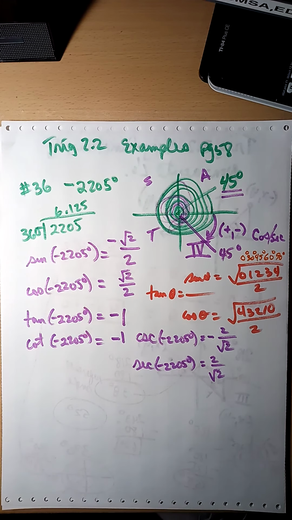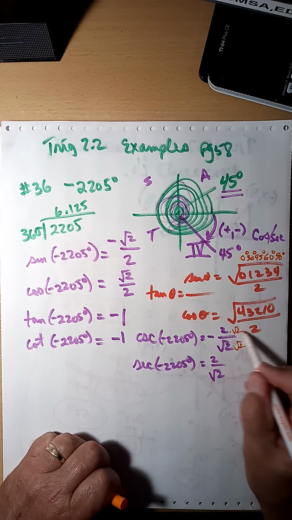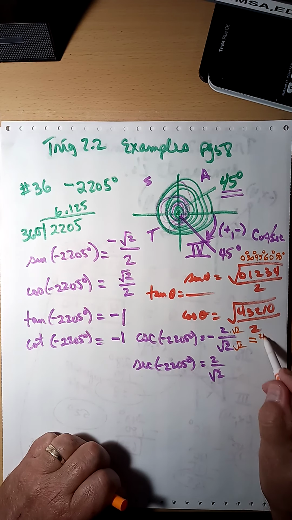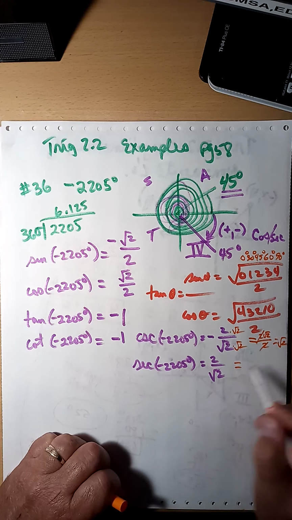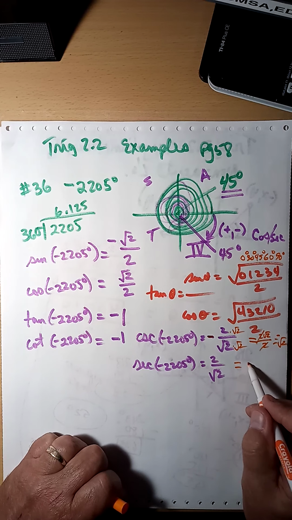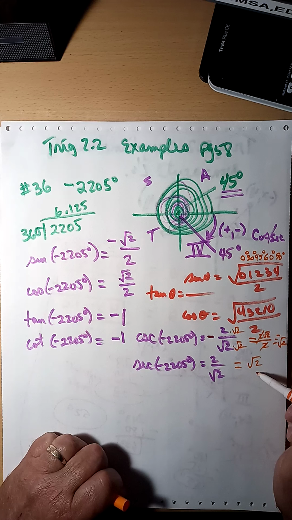Now we're supposed to rationalize denominators. So multiply by the square root of 2, both numerator and denominator, and we get finally 2 times the square root of 2 over 2. Well, those 2's cancel. Square root of 2. But this is negative. Don't forget to bring that along. And the secant is positive because both the cosine and secant are positive in that quadrant.